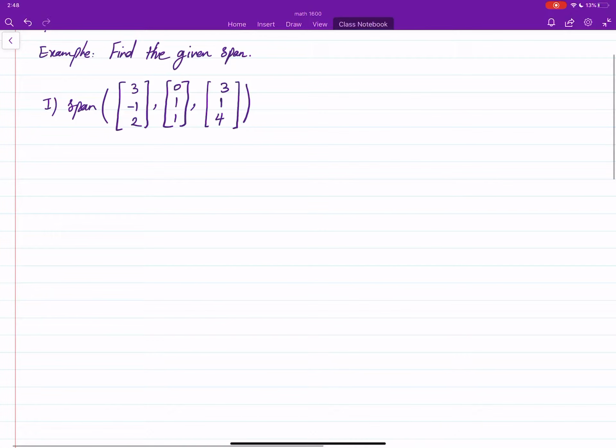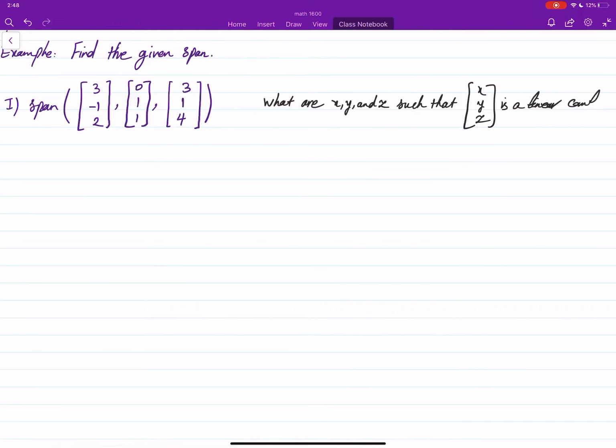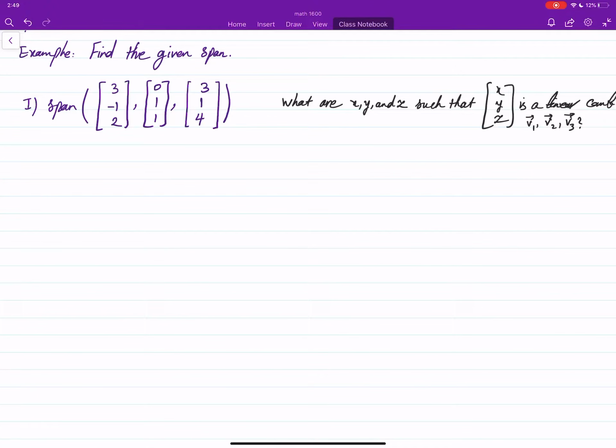But to describe them, we will look for the x, y, and z values such that the vector x, y, z is in the span of these vectors, so in other words, is a linear combination of these, let me call them v1, v2, and v3. So that's just a translation of the question in a different way.